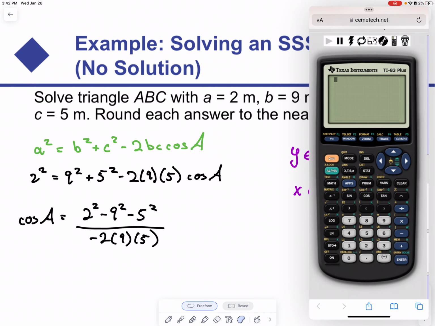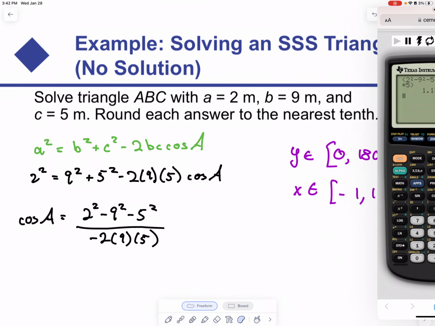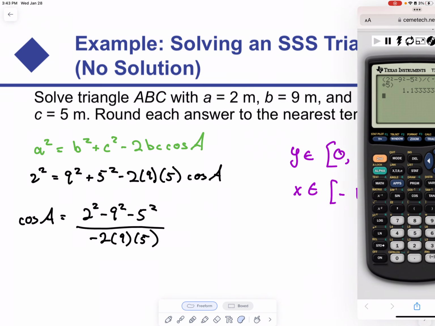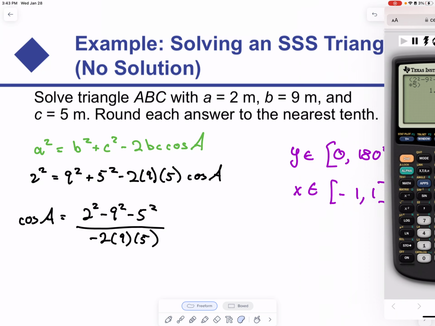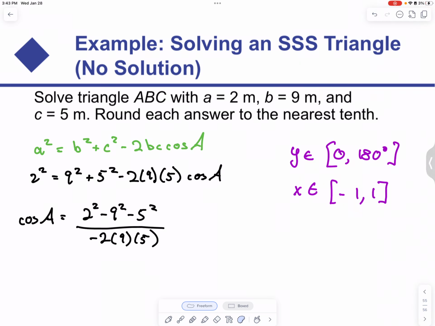Okay. So our numerator, 2 squared minus 9 squared minus 5 squared. Our denominator is negative 2 times 9 times 5. Okay. So because the cosine of A, because we can't do the inverse, it has to be between negative 1 to 1, and it's larger than 1, so then we would say no triangles possible, or 0 triangles possible.